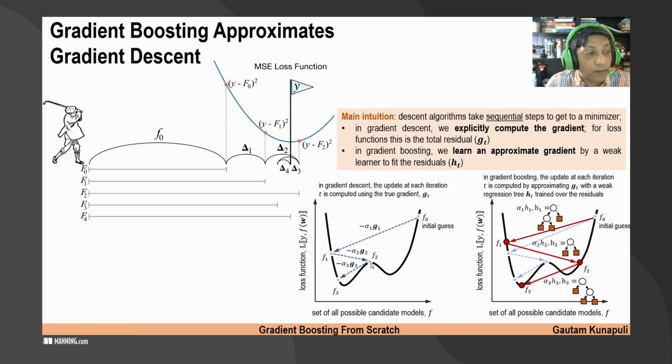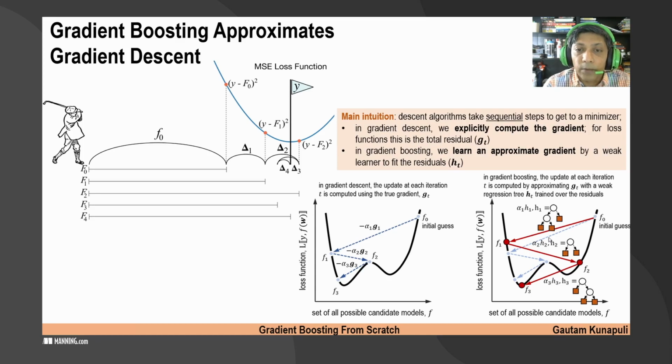That's going to get you to f2, and then you're going to carry on to the next iterate, to f3, so on and so forth until you converge. This is how gradient descent works. It's a classical optimization algorithm. On the other hand, gradient boosting is going to work in pretty much a similar way, right? But instead of explicitly computing the gradients at each iteration, we're going to learn to approximate the gradient at each iteration.